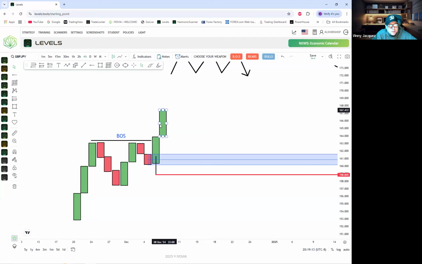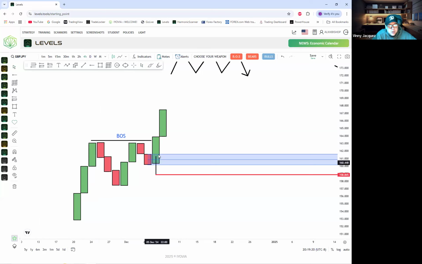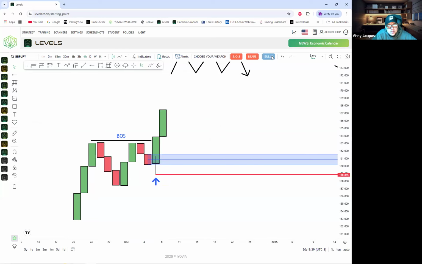So we have our breakout, we have the starting point. Now levels is going to help us. It's going to give us an arrow at that breakout candle. So it'll give us a blue arrow. Once you see that blue arrow, you're going to press this bulls button, and it'll highlight your starting point for you. If you see a red arrow or a blue arrow, the red one will be for the sells and the blue one will be for the buys. And we'll get to that when we get to the live charts.